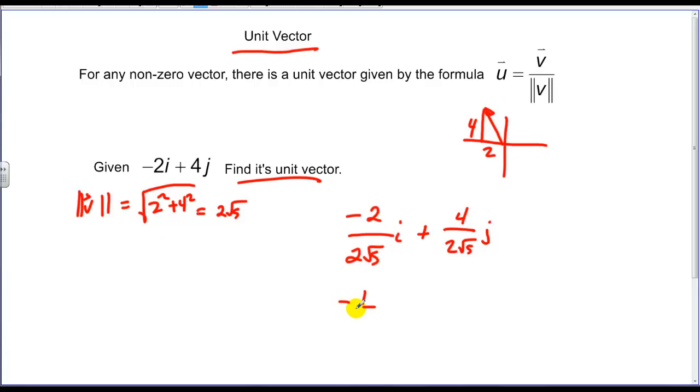This gives me -1 over root 5 i plus 2 over root 5 j. Some books will leave it like this, other books will rationalize, giving you negative root 5 over 5 i and 2 root 5 over 5 j.